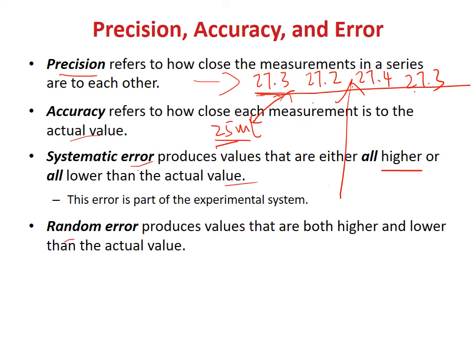Okay, random error produces values that are both high and low. So sometimes high, sometimes low. It's random, and random error has many factors. It can be due to the person's skills in performing the experiments. Sometimes you get a higher value, sometimes a low value, or maybe because of temperature fluctuation in the room, so you get random errors.